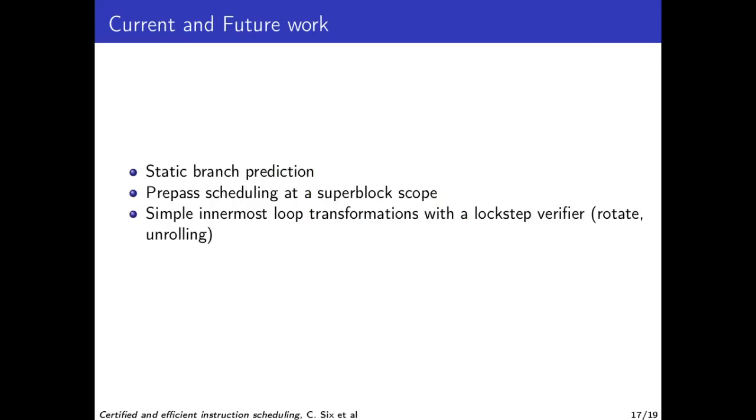In order to bridge that gap, we are currently working on future optimizations, such as introducing static branch prediction in CompCert, using it to have pre-pass scheduling at the superblock scope. So here pre-pass would be before register allocation, which would give us more leeway to schedule instructions. And superblocks are like basic blocks but with multiple exit points, so you can move an instruction on top of a conditional branch. And then, in conjunction with this pre-pass scheduling, we are also working on implementing very simple loop transformations such as loop rotate and loop unrolling, which would allow us to have a more efficient scheduling.